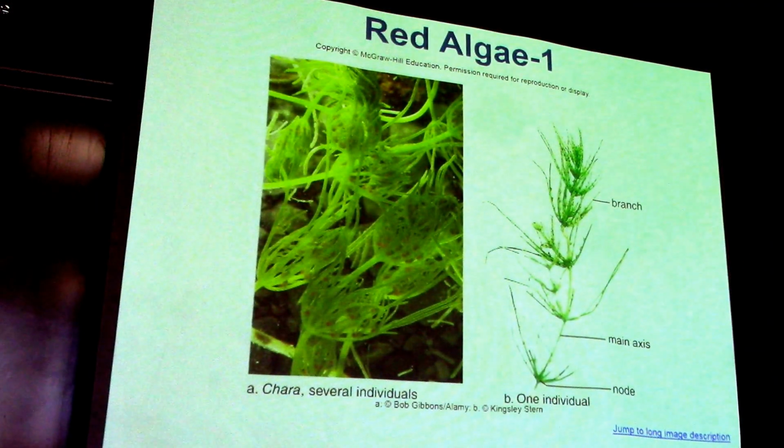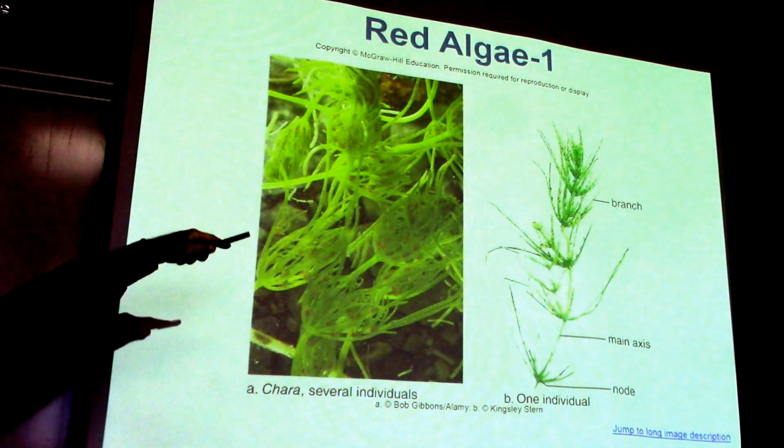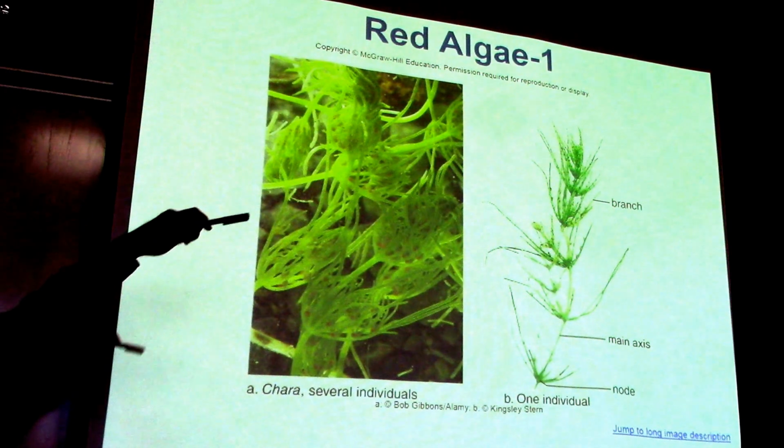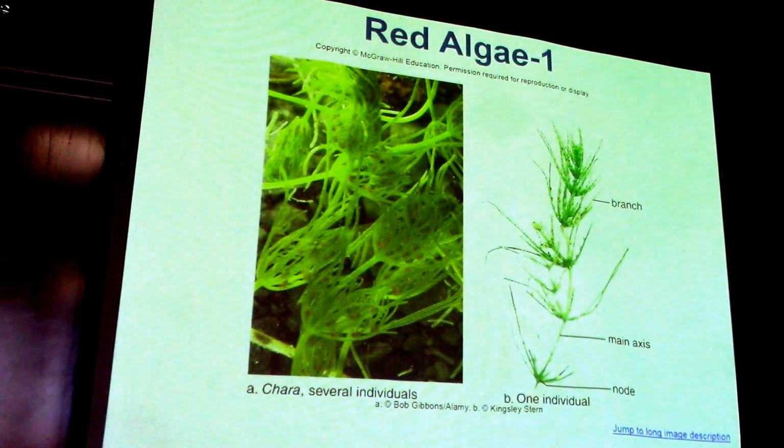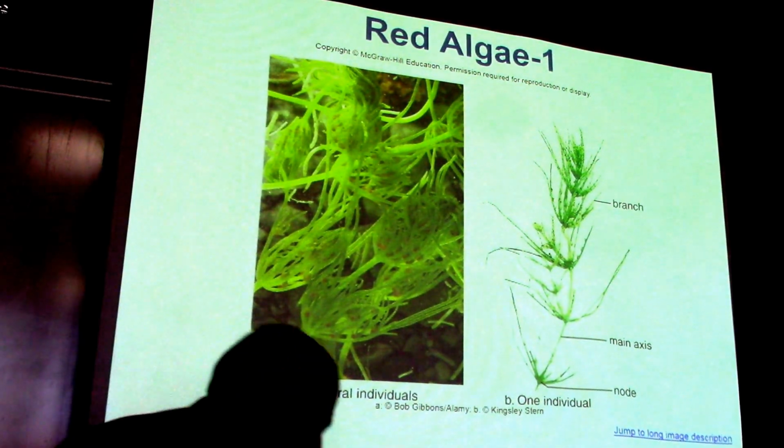So it seems like this may be one of the early ancestors of the land plants, and it has a branching pattern as well, which originates toward the top of this plant. We have some live Chara plants that we will see in the next lab.